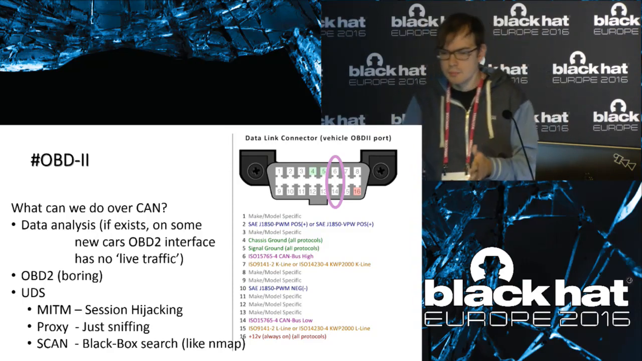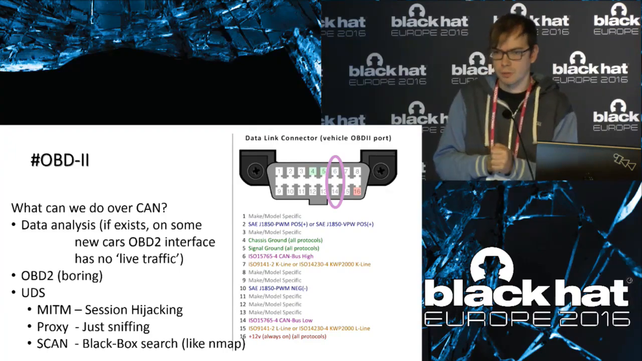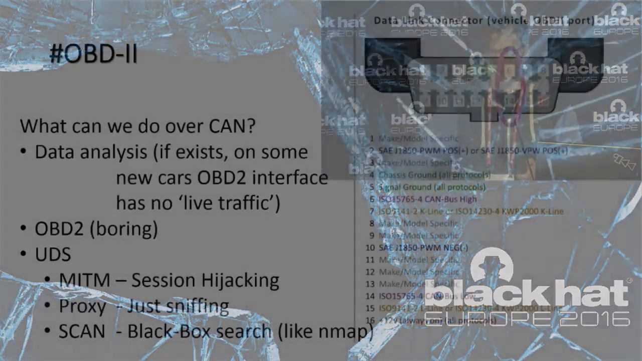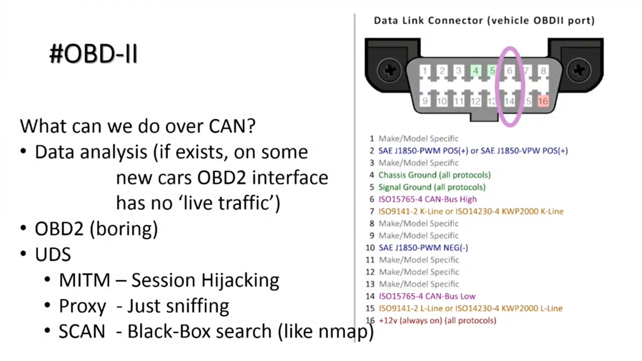For example, the simplest thing you could do is start to work with the OBD2 port because it's accessible. You don't need to destroy your car. It's very easy. And by standard, pins 6 and 14 are always responsible for the diagnostic CAN bus. But I want to say for testers, you could see here, there are a lot of make and model specific things.